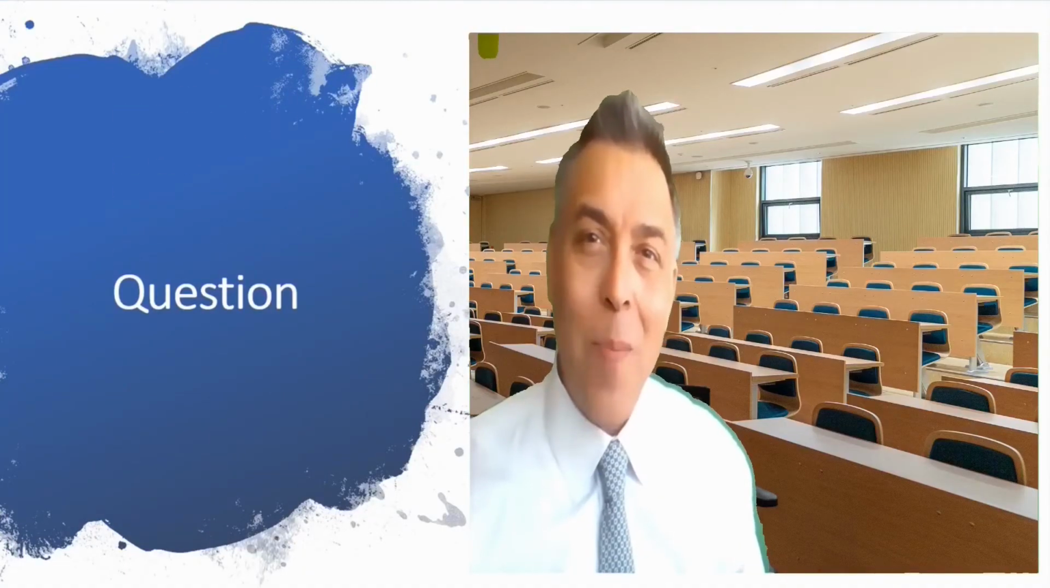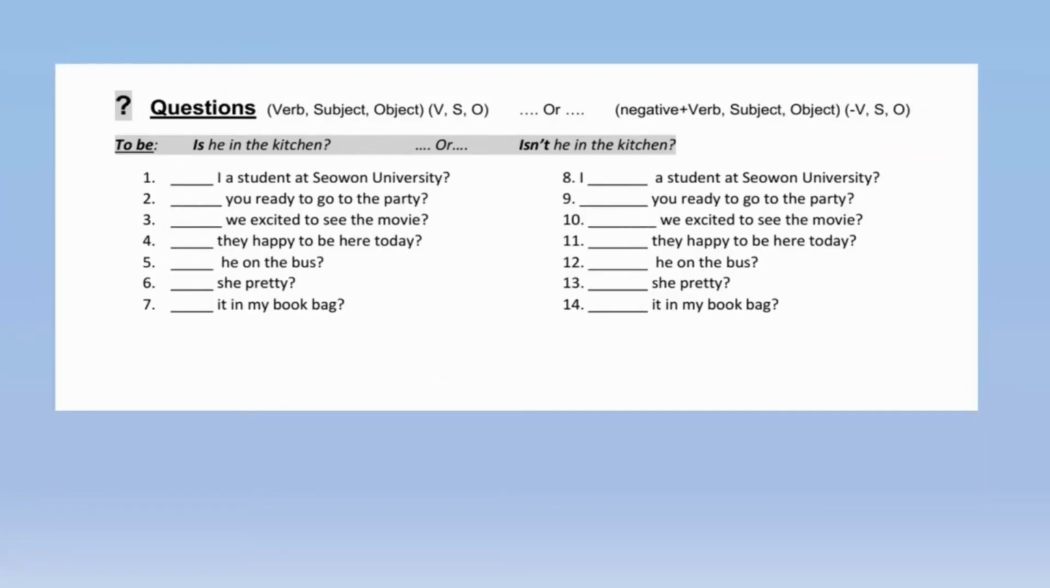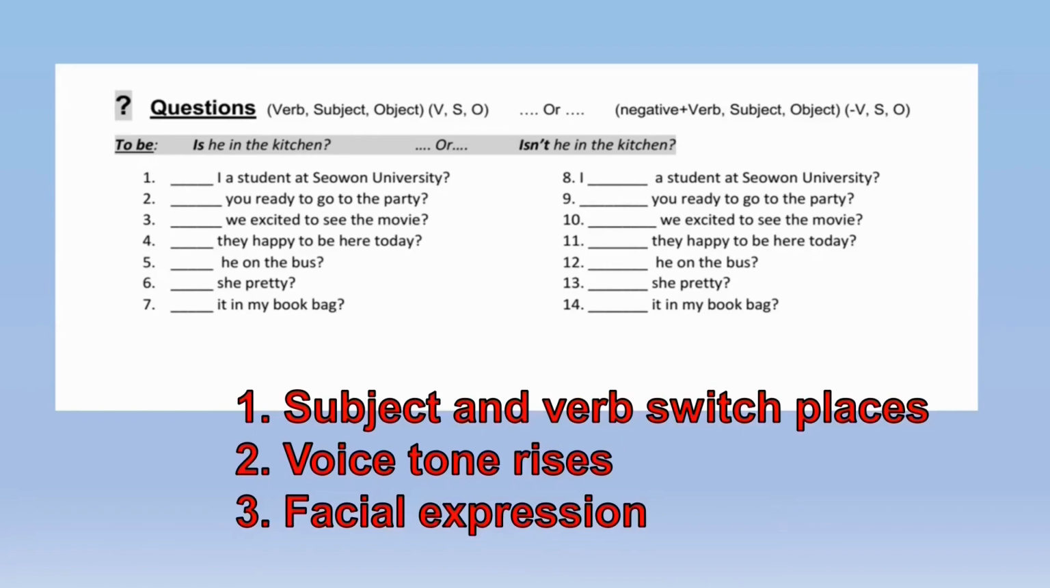Now let's talk about the question form. Question forms have three things that you need to remember. First, the subject and verb switch places. So a direct positive statement like he is in the kitchen will change to is he in the kitchen?